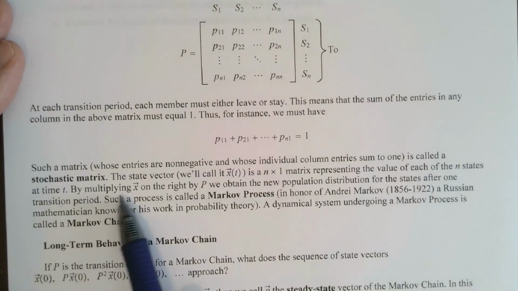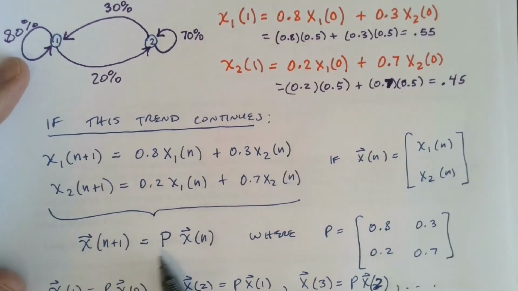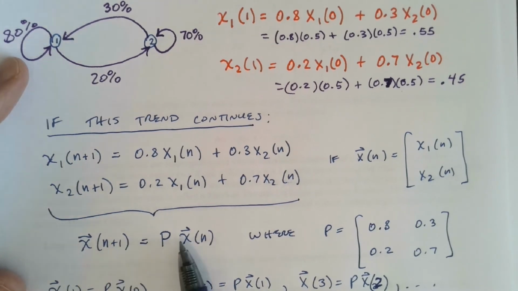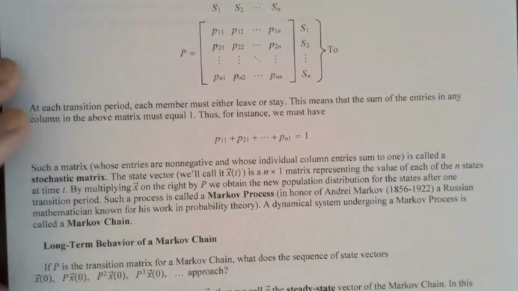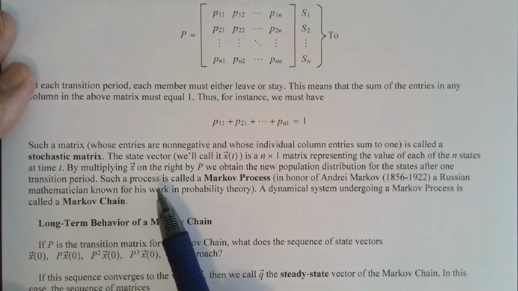By multiplying x on the right by P, we obtain the new population distribution for the states after one transition period. That's what we were saying here, right? When we multiply the previous year by P, we get the current year, or to get the next year, we take the previous year and multiply it by P. And I'm saying year here, whatever the transition periods are. They could be years, months, days, whatever the application is.